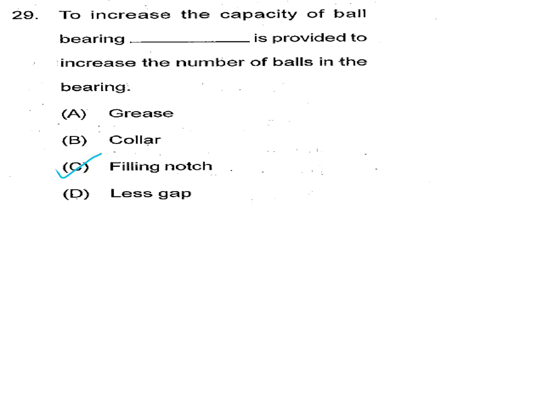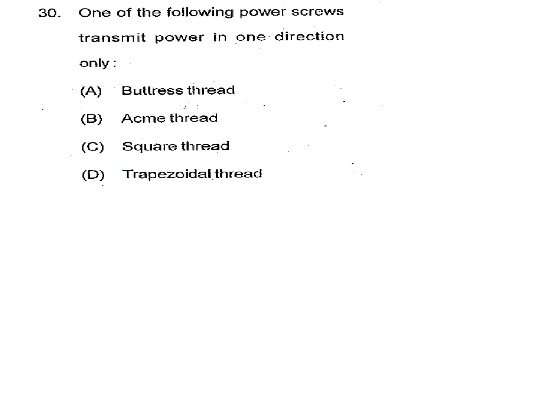Here we can increase the number of balls. This question was already discussed. One of the following power screws transmits power in one direction only. Answer is buttress thread. Included angle: 45 degree is buttress, Acme thread 29 degree, square thread 90 degree, trapezoidal thread 30 degree.